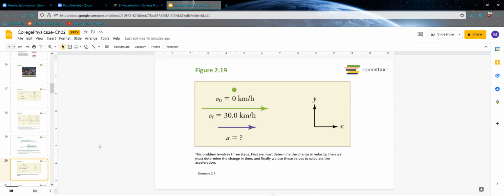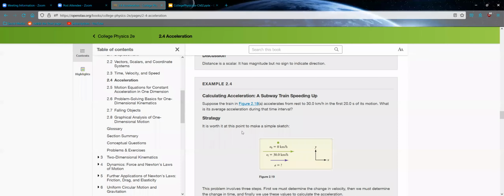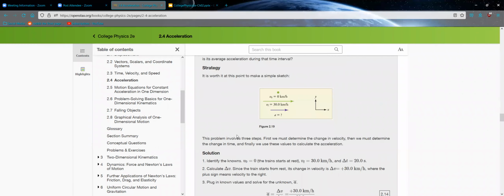V naught equals 0 kilometers per hour. VF equals 30 kilometers per hour. A equals question mark. Writing that stuff down reminds you when you get to the equations, what you know and what you don't know and how you need to rearrange said equations. And that's what, of course, is written in the book as well.